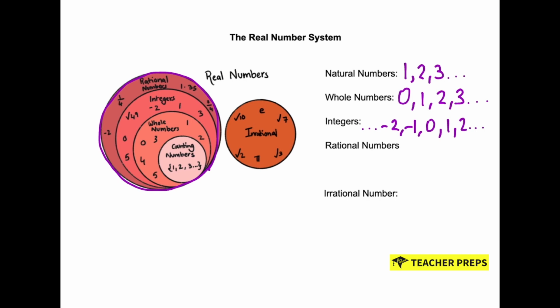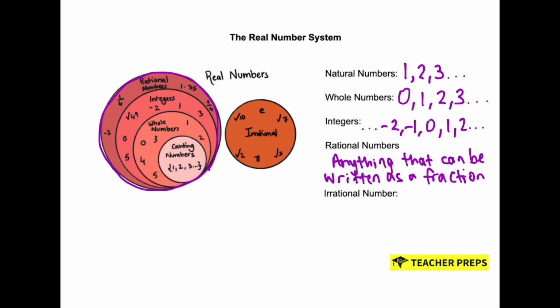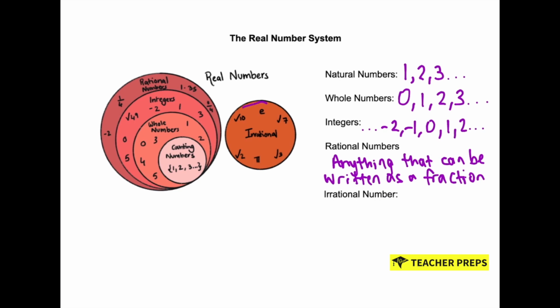The final category in this circle is a rational number. Rational numbers are anything that can be written as a fraction. Decimals that repeat or terminate can be written as a fraction. Integers, whole numbers, and natural numbers are also rational numbers because they can be written as a fraction with 1 in the denominator.